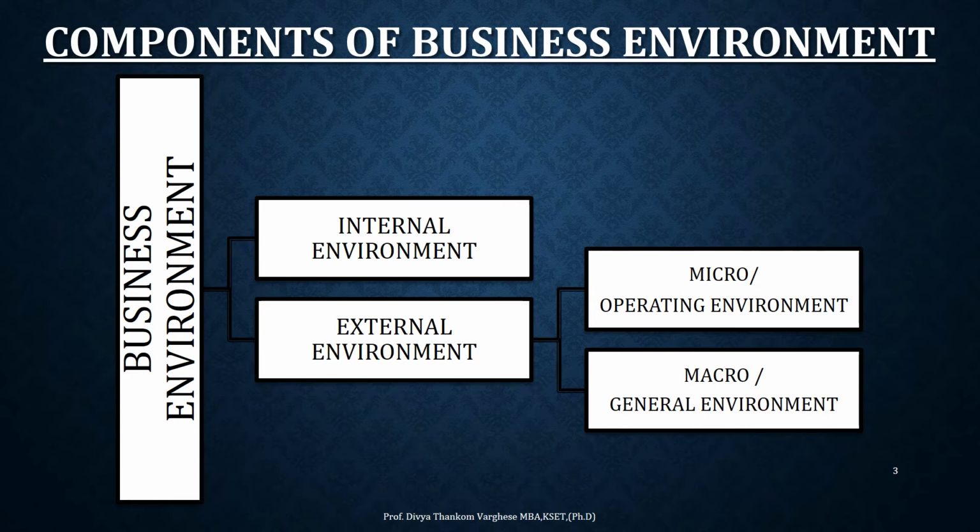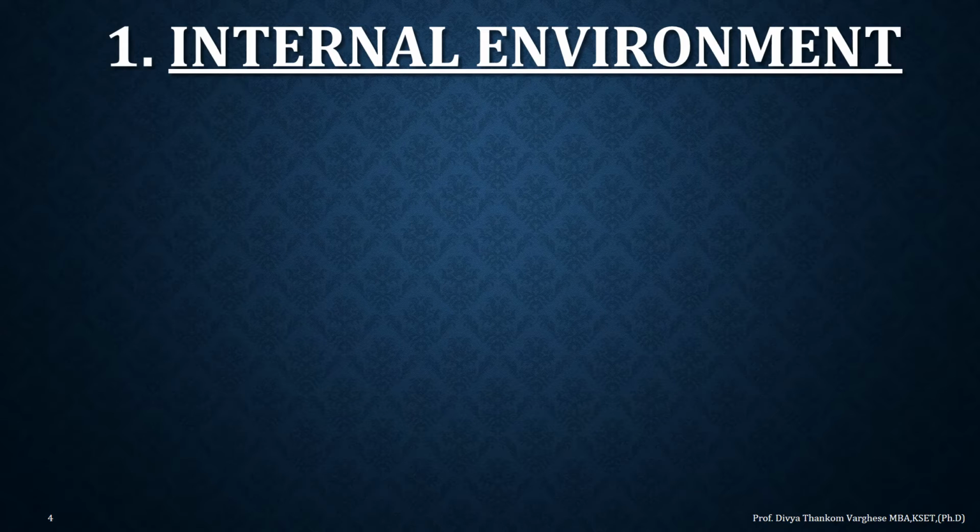Let's try to understand what are the various components of business environment. Now, the business environment is divided into two types: internal environment and external environment. External environment is further divided into two: micro or operating environment, and macro or the general environment. Let's see what constitutes this internal environment.